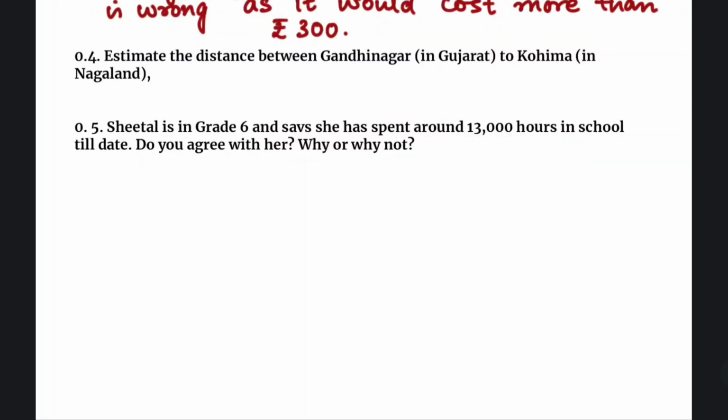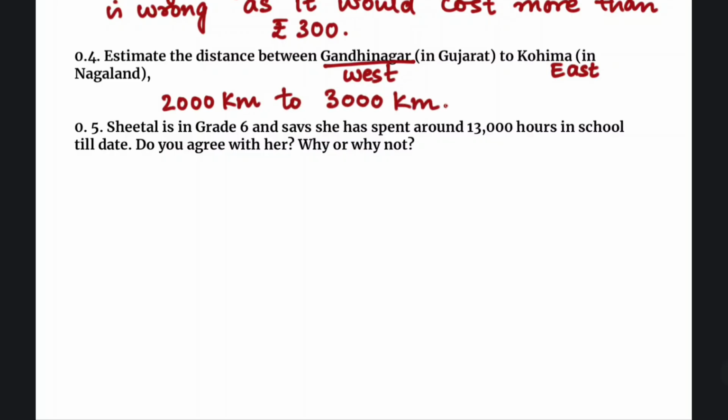Estimate the distance between Gandhinagar in Gujarat to Kohima in Nagaland. So Gandhinagar is towards the west, Kohima, Nagaland is towards the east. So it may be 2000 kilometers, the estimation is up to 3000 kilometers.